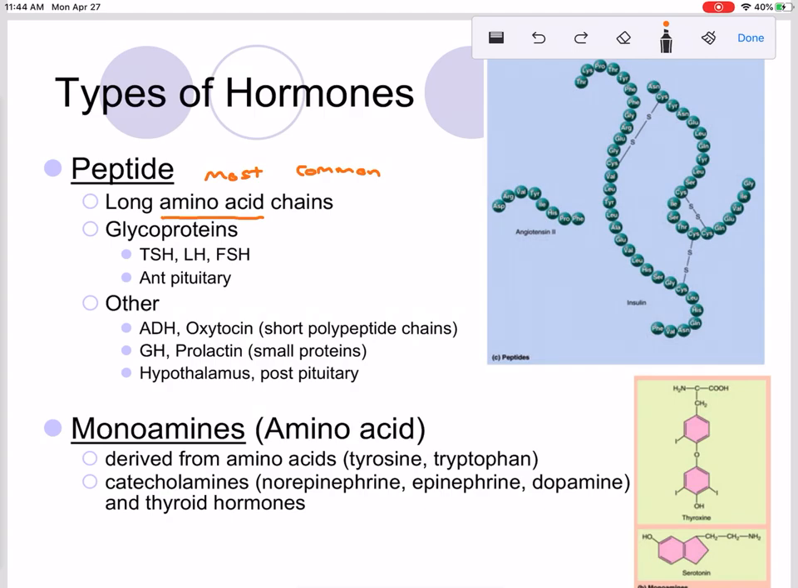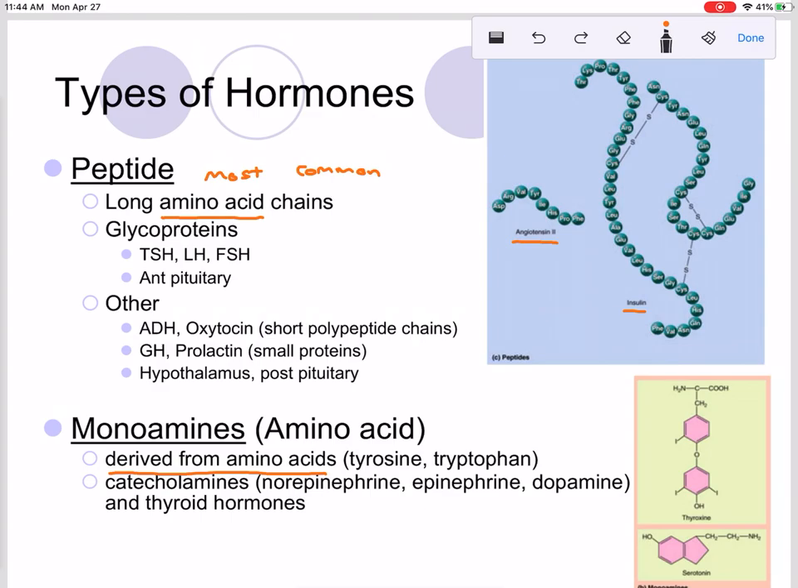So peptide hormones are therefore made up of amino acids, and they tend to be very long amino acid chains. Some examples here on the right. Insulin is a peptide hormone. Angiotensin 2, which we've talked about, is part of the renin-angiotensin mechanism to regulate blood pressure and blood volume. These are examples of peptide hormones. Structurally, they're long chains of amino acids. That's all we need to know. So peptide hormones: long amino acid chains, most common.